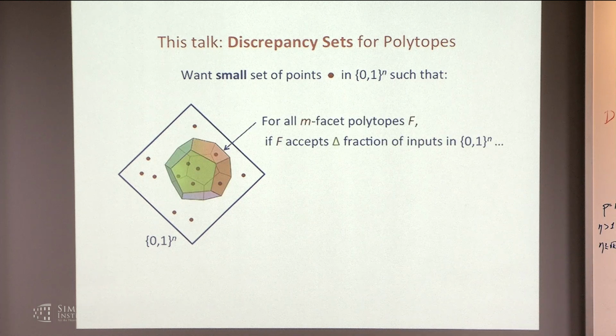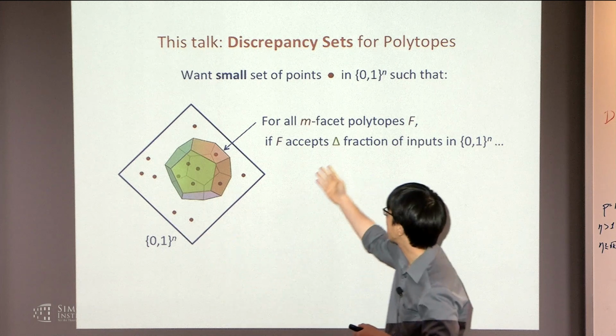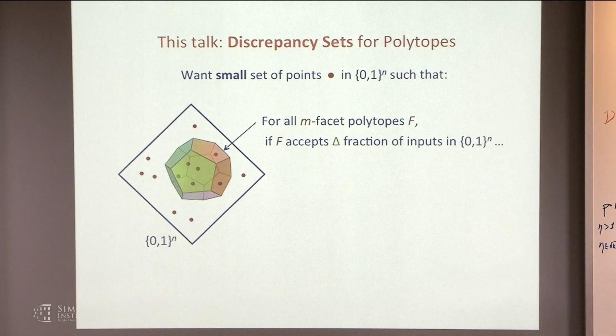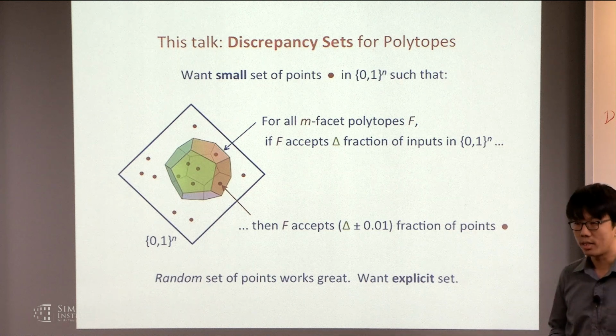For every m-facet polytope f, f has some true density with respect to the cube. f accepts a delta fraction of inputs in {0,1}^n. I'd like it to be the case that for every such f, if its true density is delta, the fraction of my red dots that f accepts is roughly delta as well. So it's a small set of points that approximately preserves the volume of every polytope in {0,1}^n.